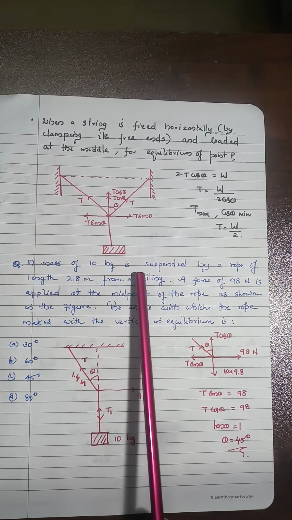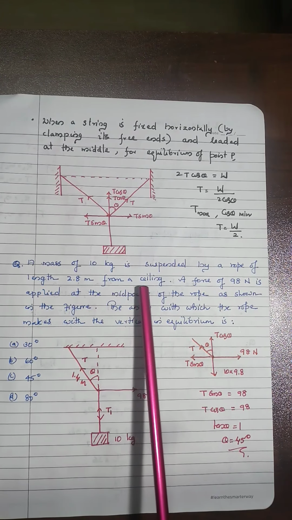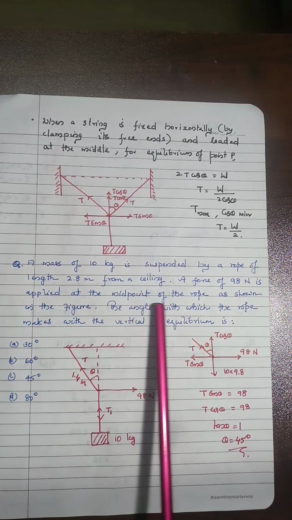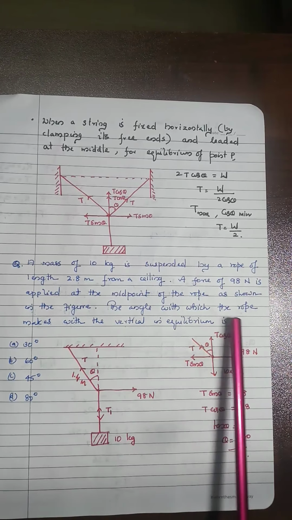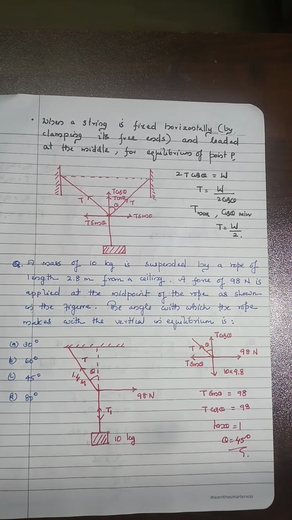A mass of 10 kg is suspended by a rope of length 2.8 meter from a ceiling. A force of 98 Newton is applied at the midpoint of the rope as shown in the figure. The angle which the rope makes with the vertical in equilibrium is? Look at the steps we are following.